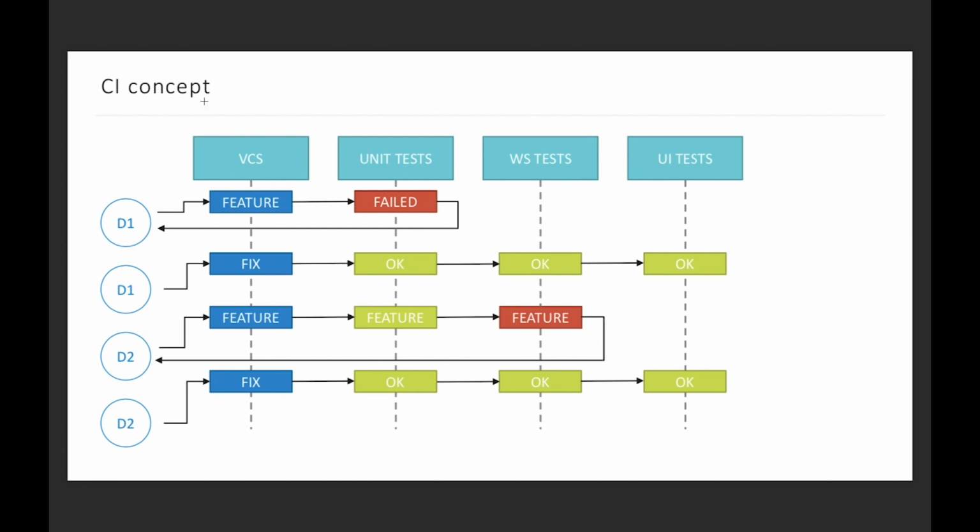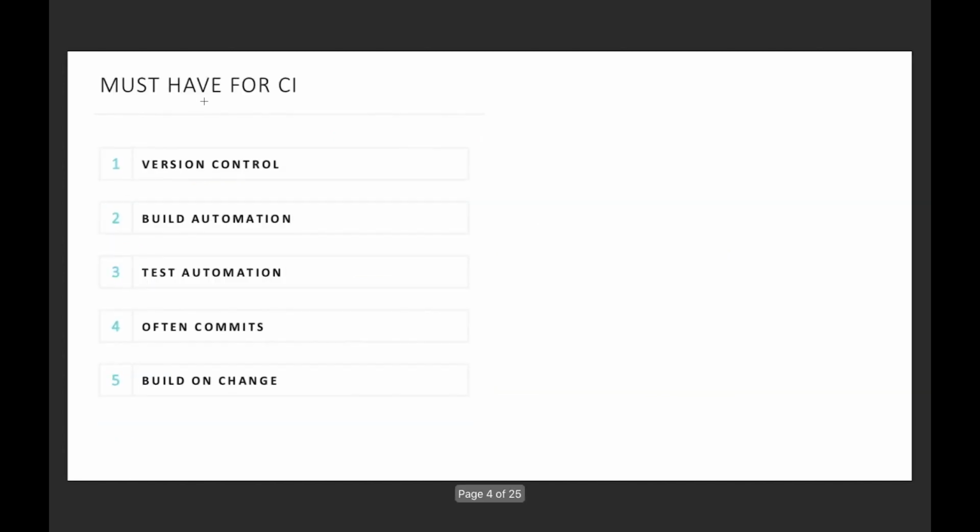So there are some requirements for continuous integration. What you should remember, it's a must have for continuous integration. The first one is version control. You always need a version control where your whole code will be saved. For example, it's Git with GitHub or GitLab or Bitbucket or even SVN Subversion. But it should be saved somewhere.